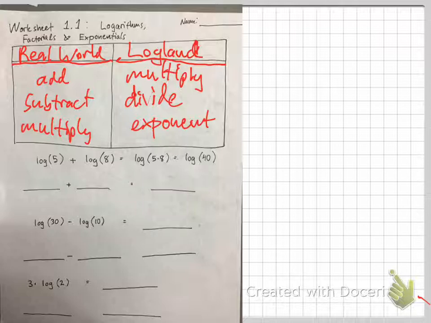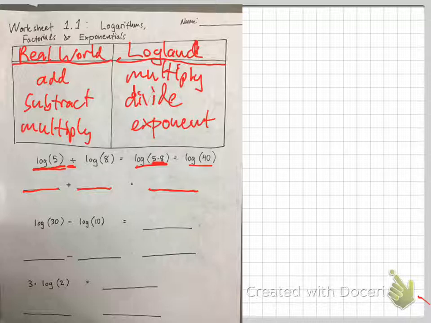What I want you to do in a moment is to pause and use your calculator to figure out what's the log base 10 of 5, and then write that number here. The log base 10 of 8, write that number here. Then recognize that if I've got a multiplication inside of log land, which corresponds to an addition in the real world, then I get the log of 40. So go ahead and calculate the log of 40 and write that here. So pause and do that now.